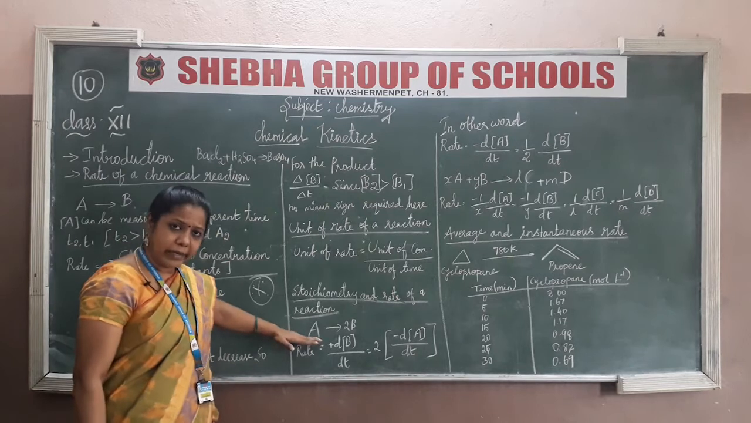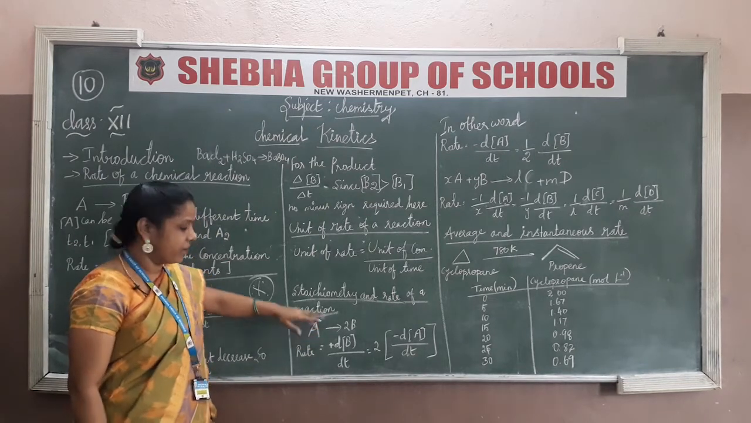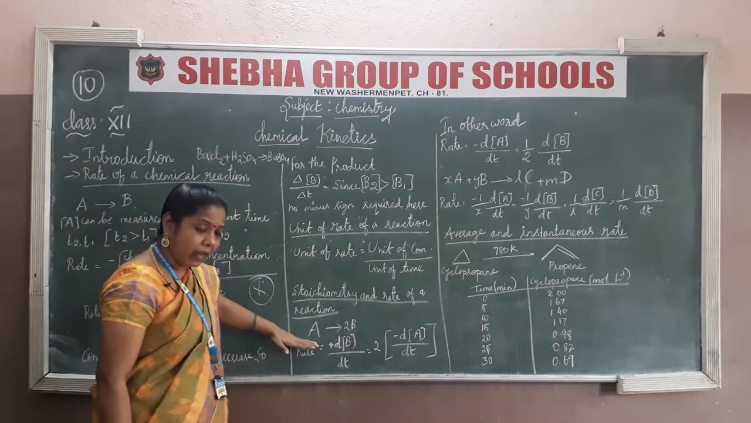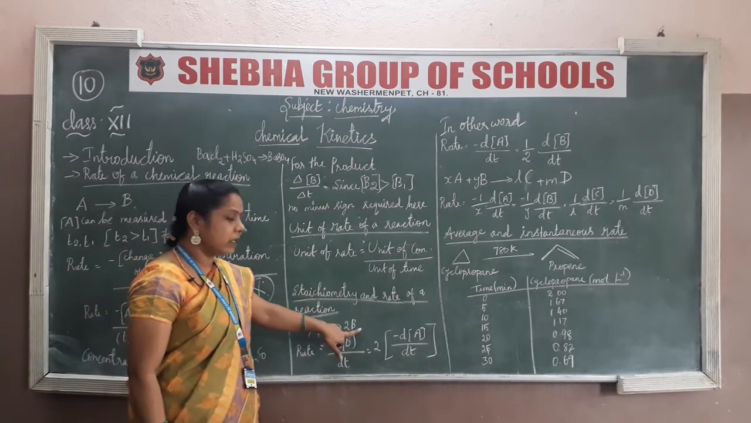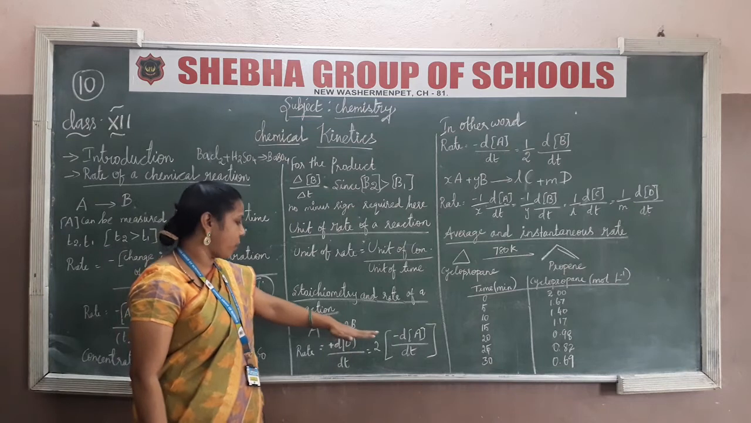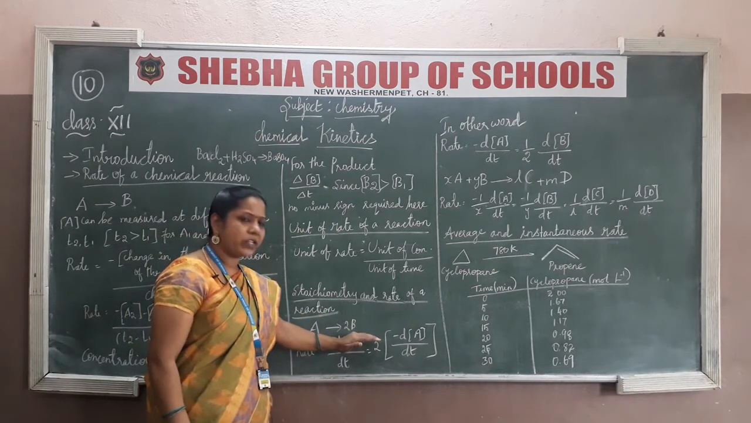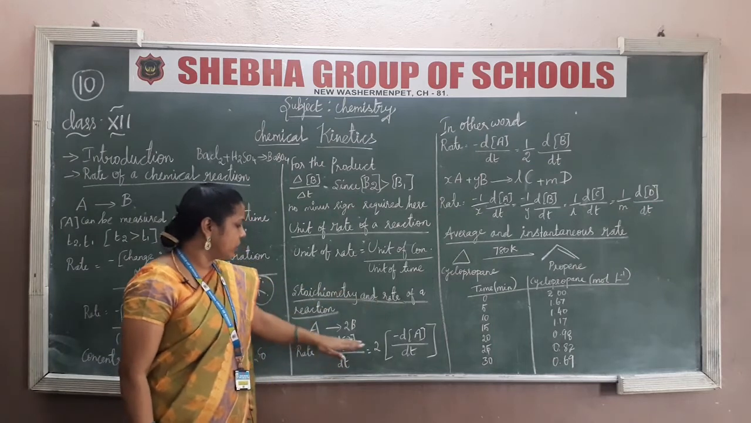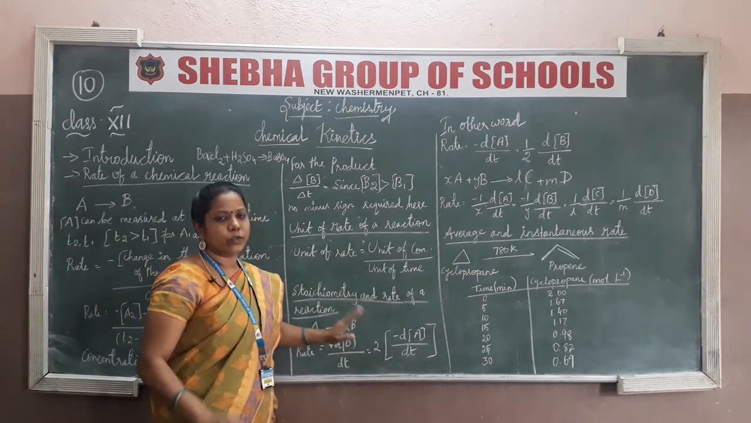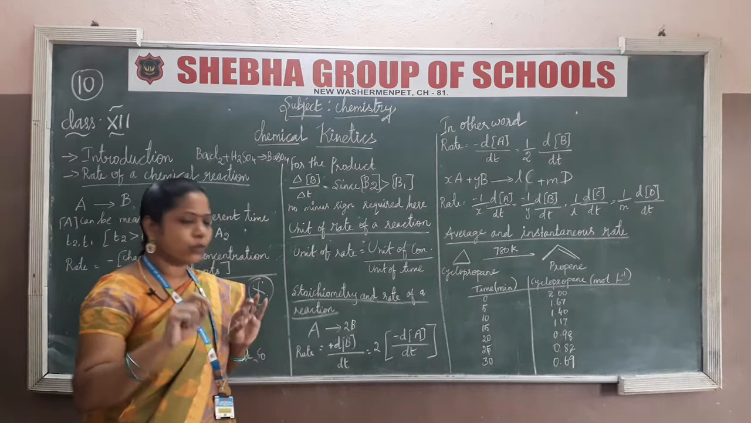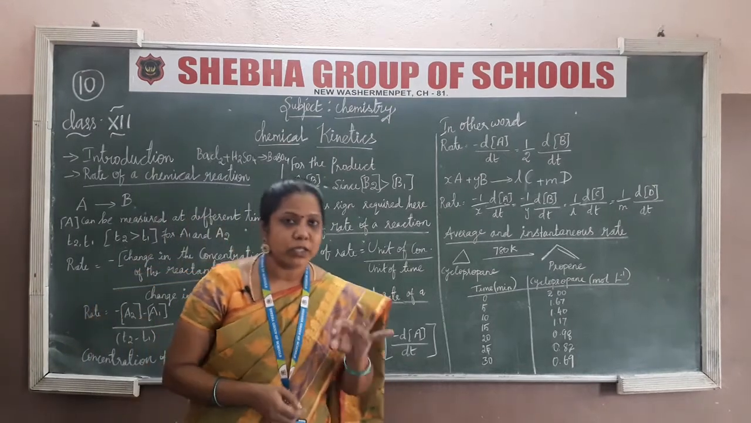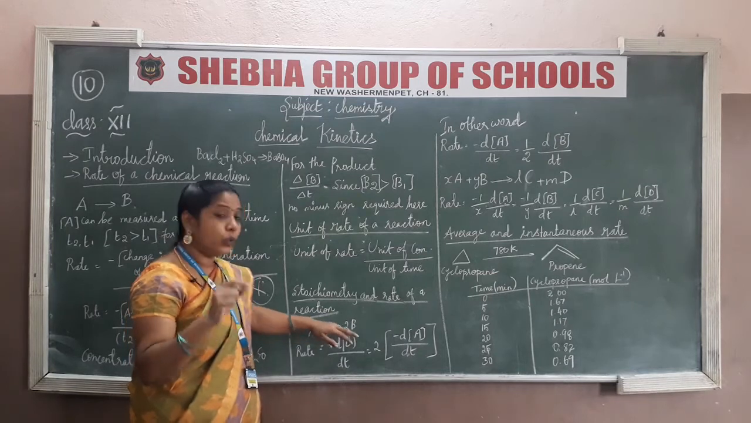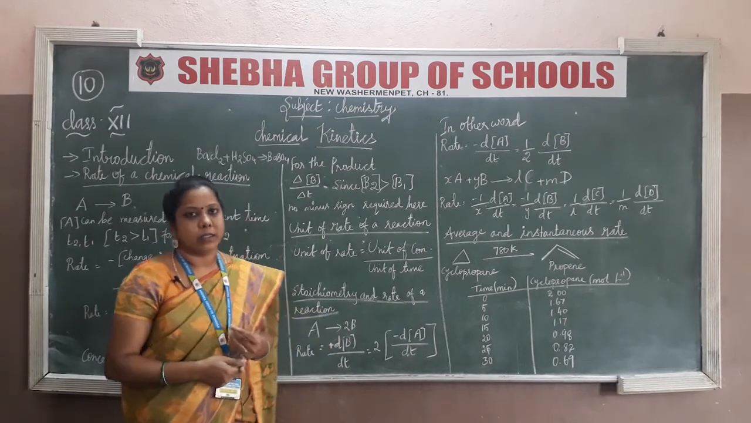I am going to write down a reaction: the reactant A gives 2B, that is, 2 times the product. From this equation, what do you understand? Just consider it as A gives 2B. If I say A gives 2B, you may get confused, but it means that the reactant A gives 2 times of product.